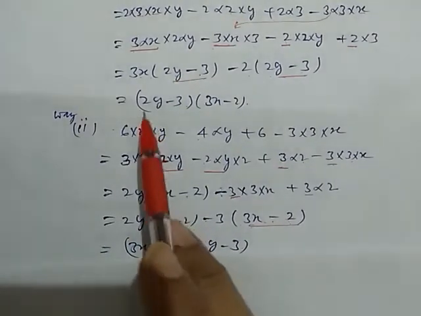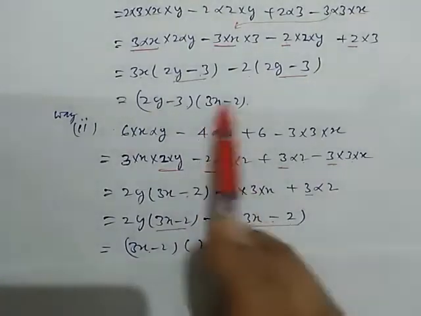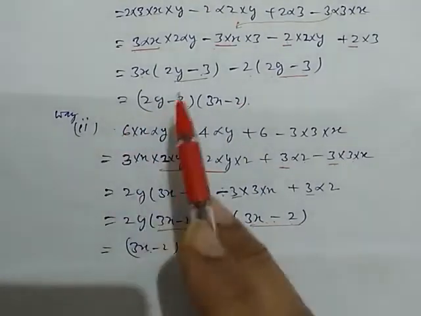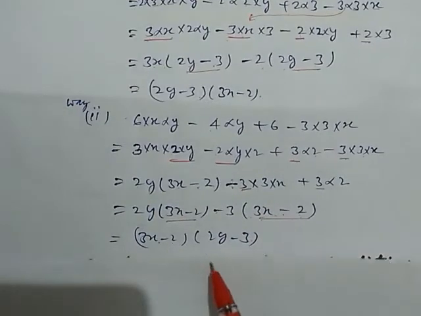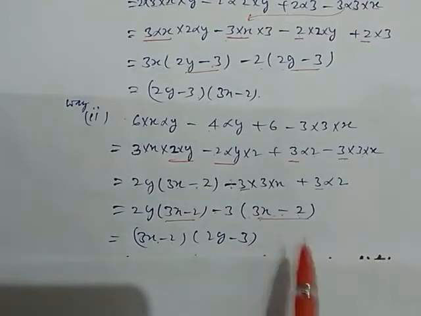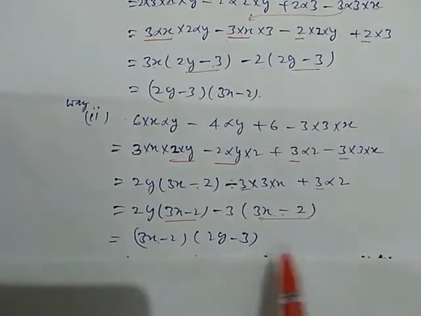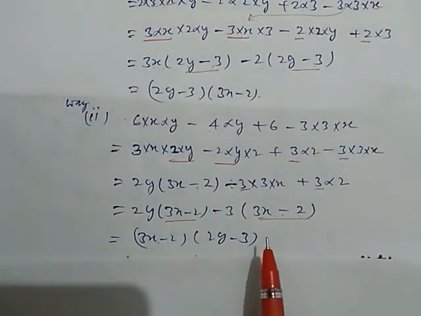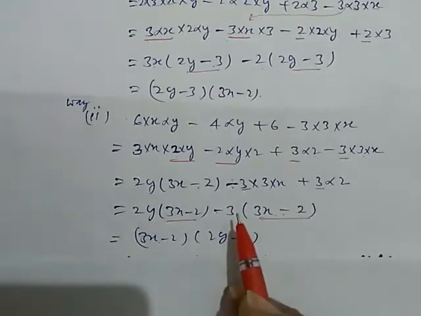Now check: 2y minus 3, 2y minus 3; 3x minus 2, 3x minus 2. So both these two ways give us the same result. So we may factorize any expression in many ways. But we have to be careful about making the groups.